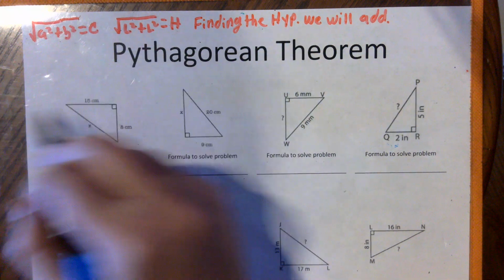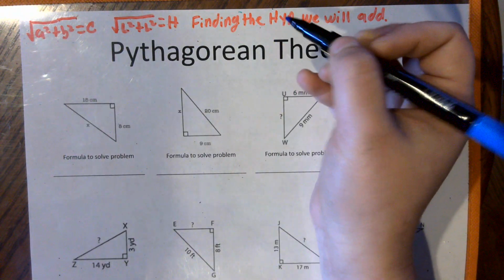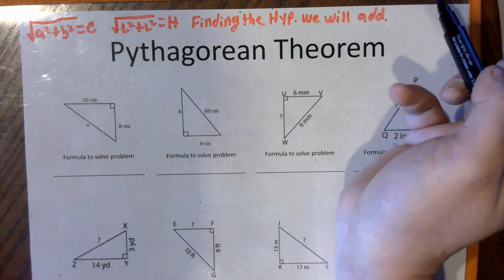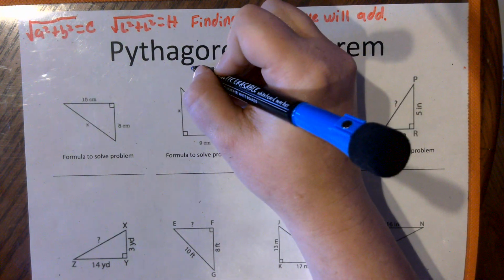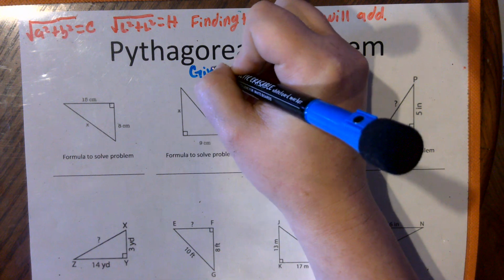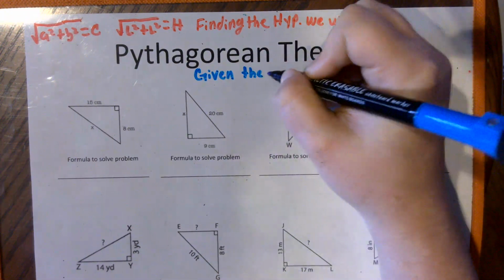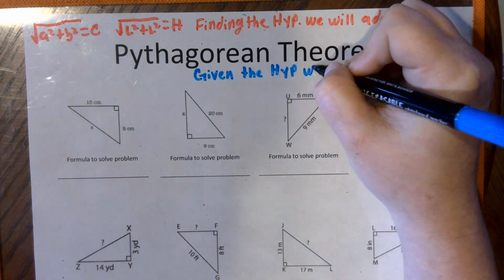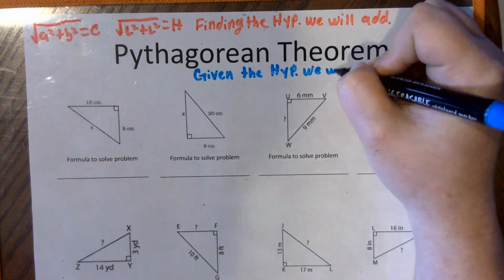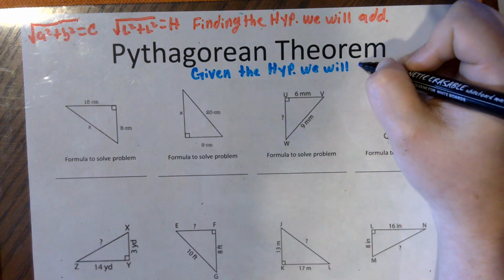So if you were to mix this around, I always tell my students, hey, if we're finding the hypotenuse, we will add. Well, if we are finding a leg, or if we're given the hypotenuse, we will, what's the opposite of addition? Subtract.